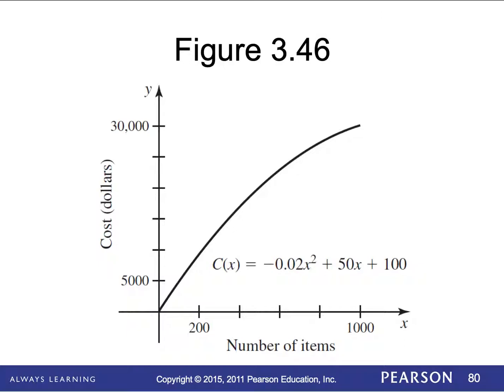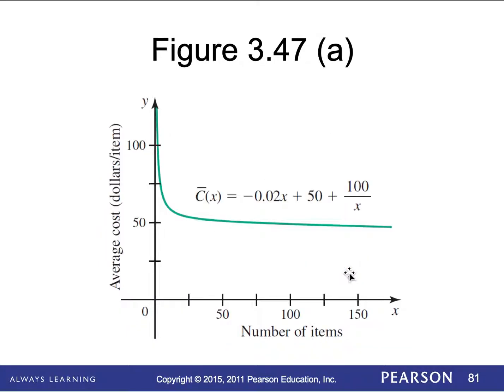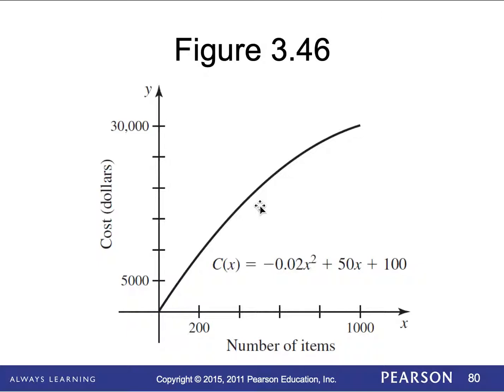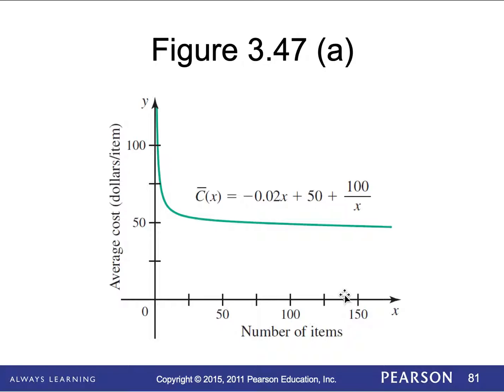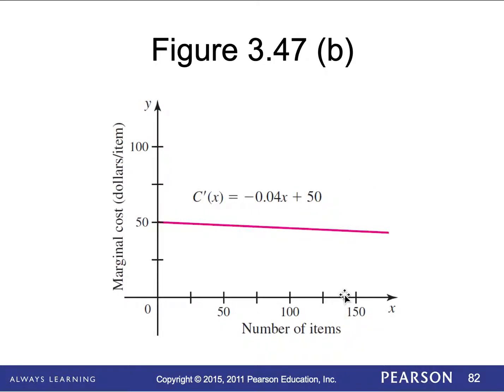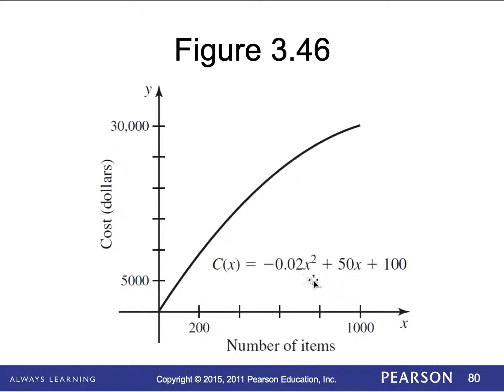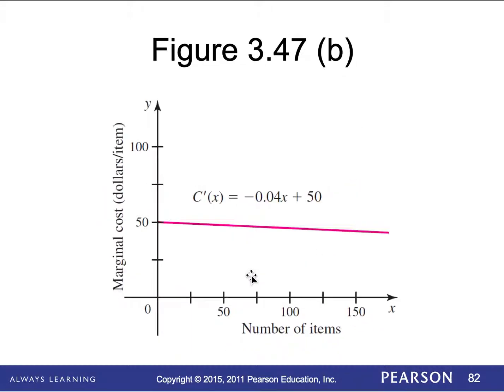So if I have cost function and the number of items, and I'm looking at the graph of the marginal cost, I'm going to take that 2, bring it to the front, plus 50, and I'm going to get a different kind of graph. If I want to look at the average cost, I'm going to divide every term by x. So when I divide everybody by x, I have x squared divided by x, 50x divided by x, and 100 divided by x. There's my average cost function. And again, if I'm doing the marginal cost, I'm going to go back to the derivative. 2 times negative 0.02 would be negative 0.04x, and 50x derivative of that would just be 50.